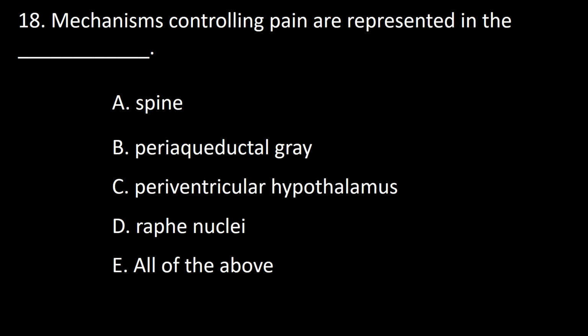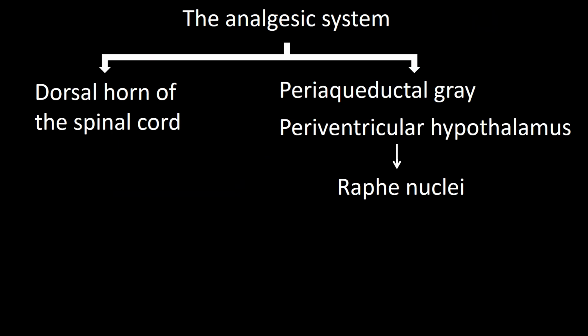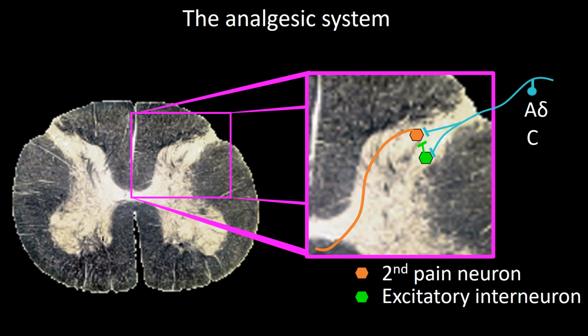Next question. Mechanisms controlling pain are represented in the dash. A. Spine. B. Periaqueductal gray. C. Periventricular hypothalamus. D. Raphe nuclei. E. All of the above. All areas mentioned in this question are involved in pain control. The dorsal horn houses the gate system. Pain fibers in the dorsal horn establish contact with secondary pain neurons whose axons go on to cross to the other side and form the spinothalamic tract, and also they make contact with excitatory interneurons.